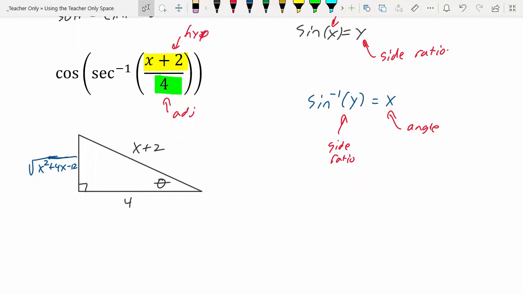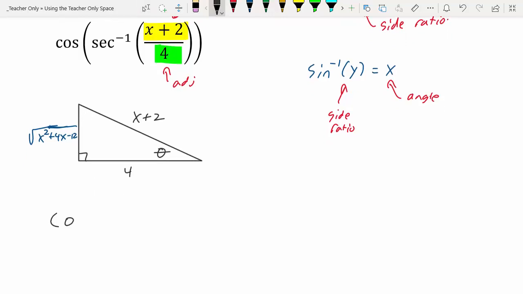Okay, so moving right along. Now we're kind of done evaluating the secant. We're really at the point where we're just saying, really, this problem's asking me what is cosine of theta. And since I have my right triangle, I can just look at my side ratios again. Remember, cosine was adjacent over hypotenuse.